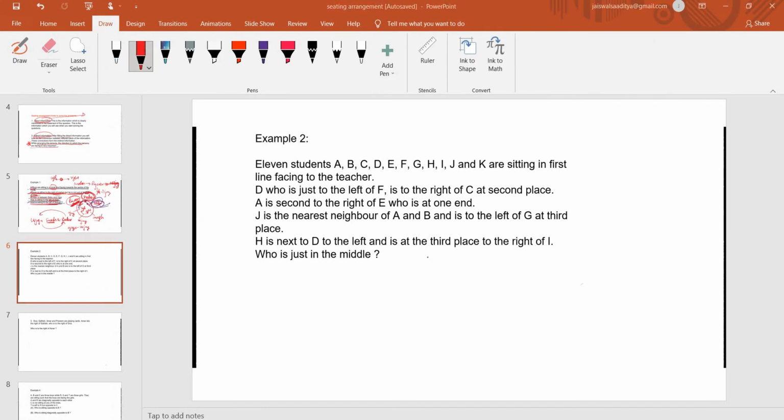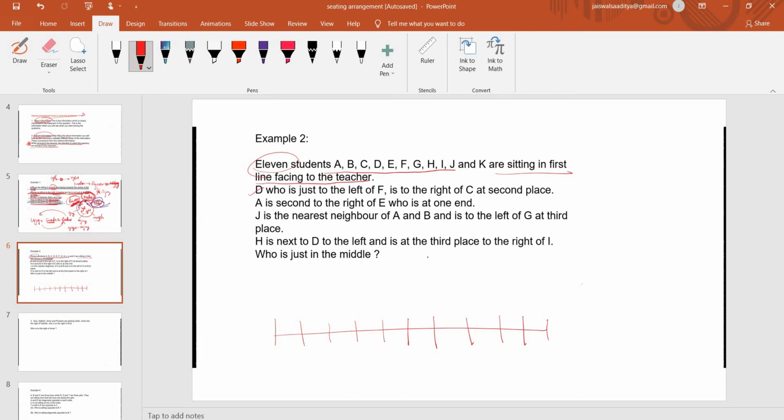So let's read. 11 students A, B, C, D, E, F, G, H, I, J and K are sitting in a line facing the teacher. So it means it's a linear seating arrangement. So see, it's 11, na? So 1, 2, 3, 4, 5, 6, 7, 8, 9, 10 and 11. Okay, so let's see what is given in the question.